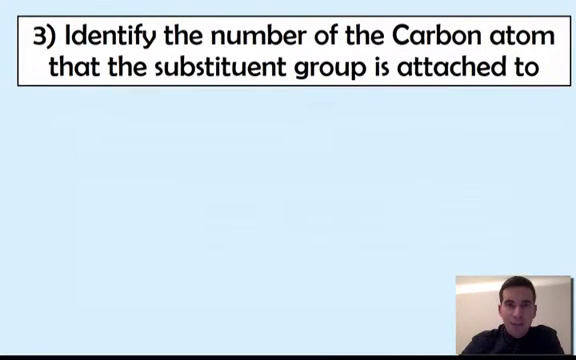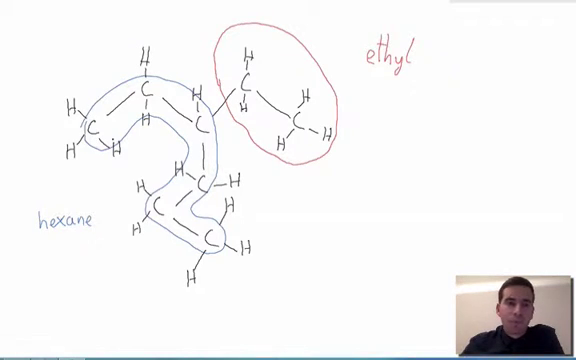So now that we have the names of the main chain and the substituent group, there's just one more thing we need, and that is to identify the number of the carbon that the group is attached to. So what does this mean? Well, if we look at our example, you number the carbons in the longest chain.